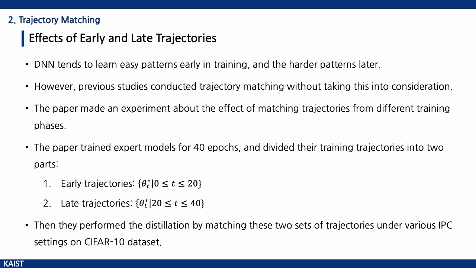They trained expert models for 40 epochs and divided their training trajectories into two parts. Early trajectories, covering theta t star, where the range of t is from 0 to 20. And late trajectories, covering theta t star, where the range of t is from 20 to 40. The distillation was then performed by matching these two sets of trajectories under various IPC settings using the CIFAR-10 dataset. This experiment allowed the authors to examine how different phases of training trajectories affect the effectiveness of the distillation process.